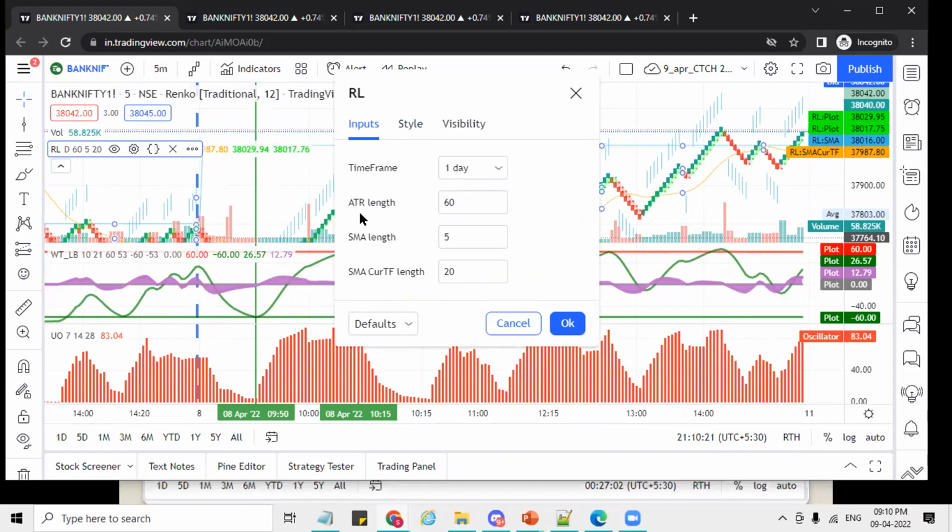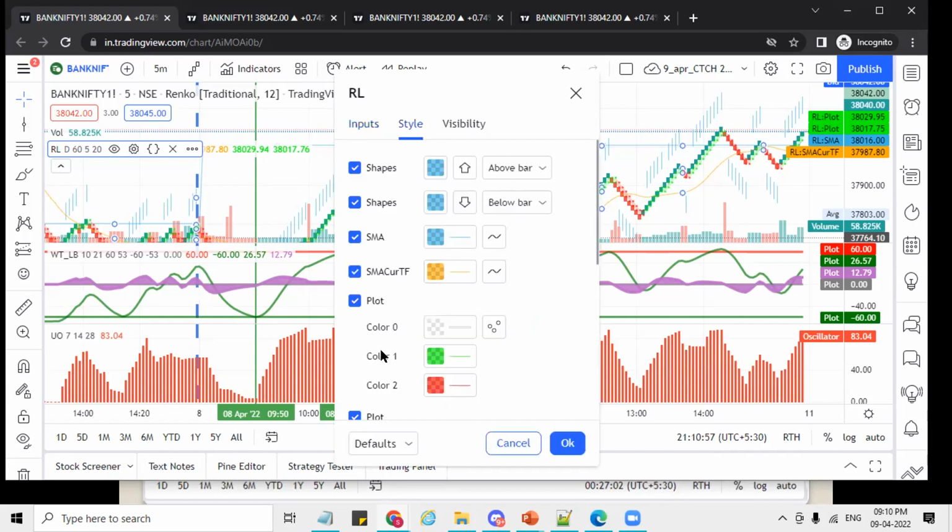So ATR is fixed at 60, and ATR is basically the market volatility index. SMA is the moving average, 5, and the SMA current time frame is 20. It is similar to the SMA, but based on the SMA of the closing price, and the current time frame is set as 20. That's what it is meant for.